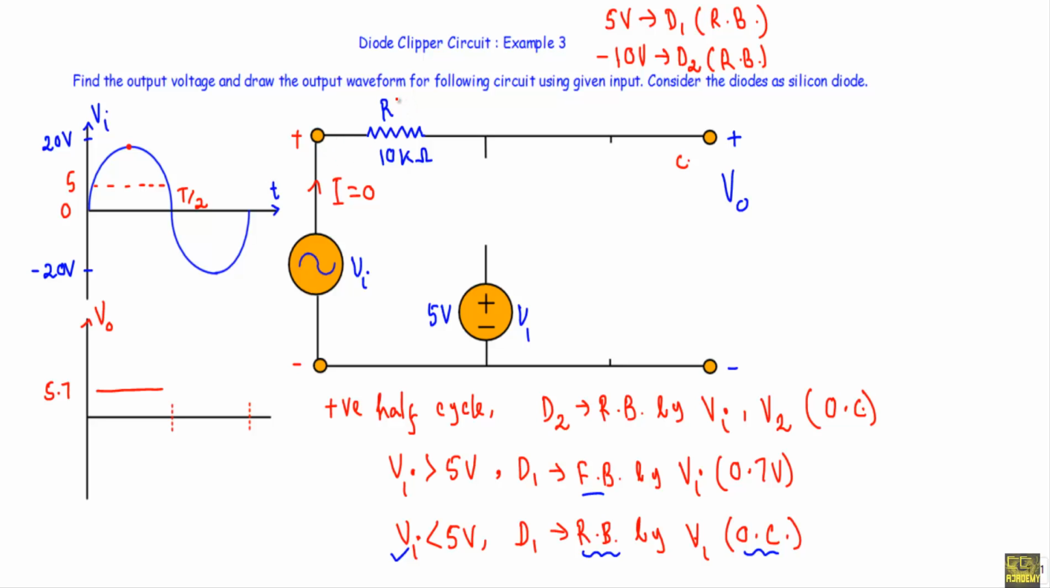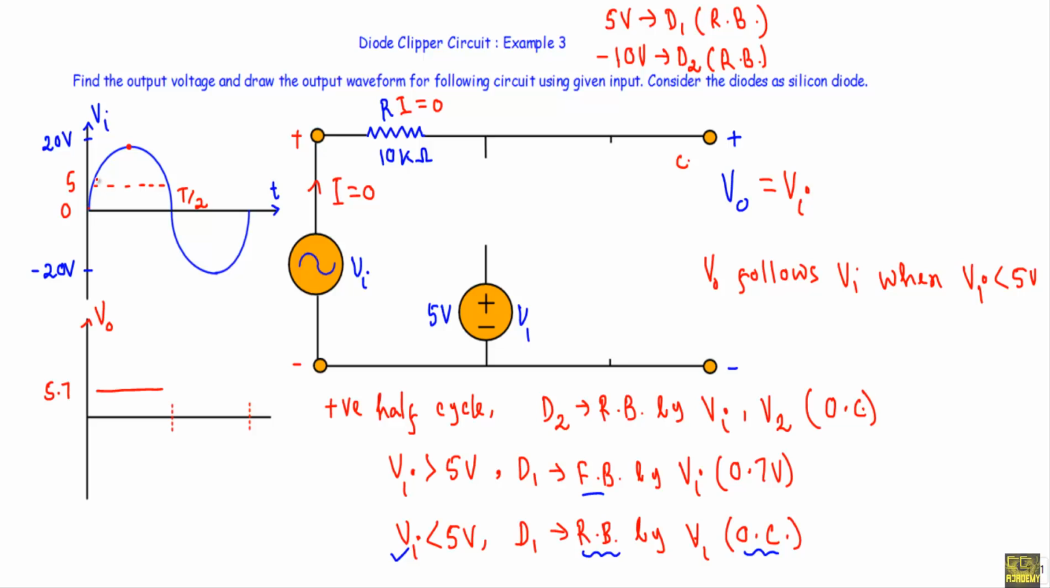Therefore, the voltage drop across this 10 kilo ohm resistor IR will be equal to 0. So you will see our output voltage VO will be equal to VI. That means our VO follows VI when VI is less than 5. That means our VO will have the same waveform as our VI as long as VI is less than 5 volt.